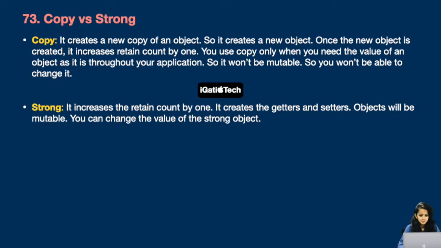Next, question number 73, copy versus strong. So copy, again the same definition: it creates a new copy of an object, so it creates a new object. Once the new object is created, it increases retain count by 1. You use copy only when you need the value of an object as it is throughout your application, so it won't be mutable, so you won't be able to change it. Now what is strong? It increases the retain count by 1. It creates the getters and setters. Objects will be mutable. You can change the value of this strong object.